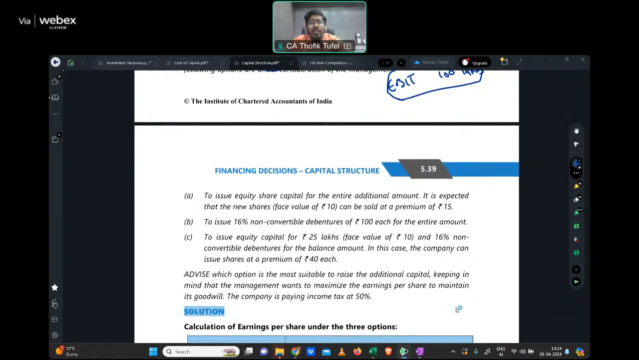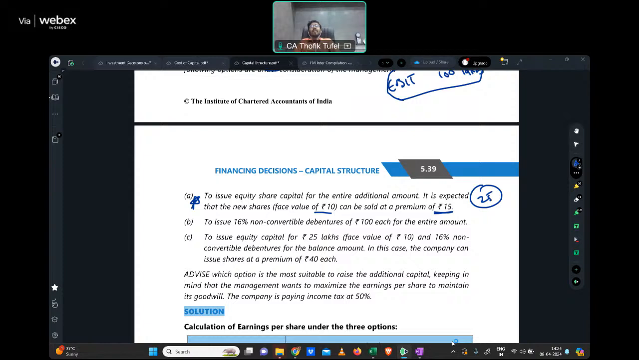First one is you raise it totally through equity, and it is expected that the new shares, face value 10, can be sold at a premium of 15. So new shares are issued at 25 rupees, because face value 10 and premium 15. Many people make a mistake here by dividing by 15, thinking 15 is the issue price. 15 is not the issue price, 15 is the premium. Around 80% of students make this mistake, so never do this. Face value 10, sold at a premium of 15.